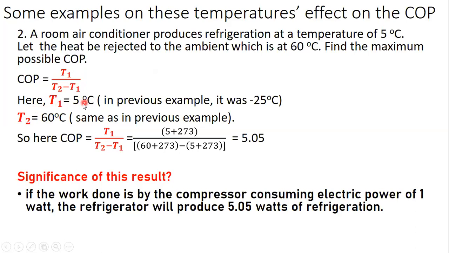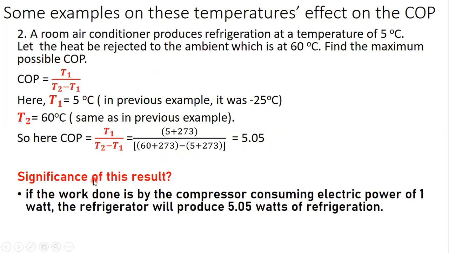Here T1 is 5 degrees Celsius. In the previous example, it was minus 25 degrees Celsius, so instead of minus 25 we are taking it as 5 degrees Celsius. T2 is 60 degrees Celsius, which is the same as in the previous example. So what is the change happening when we increase T1 from minus 25 to 5 degrees Celsius? Let us again calculate the COP value, T1 by T2 minus T1. The calculated value of COP will be 5.05.